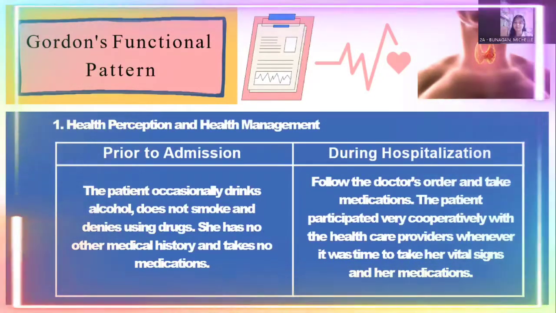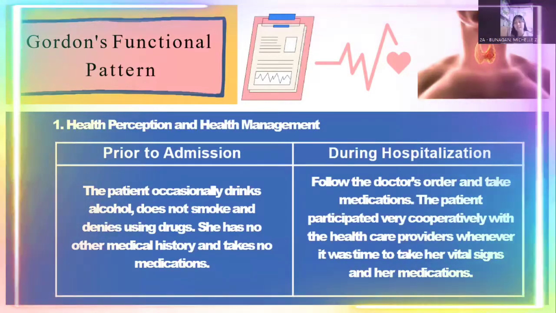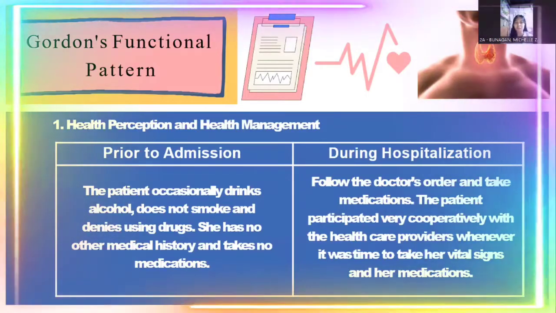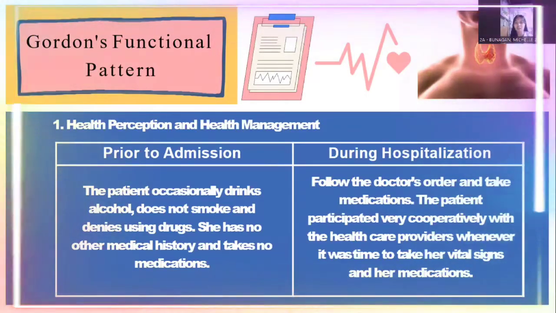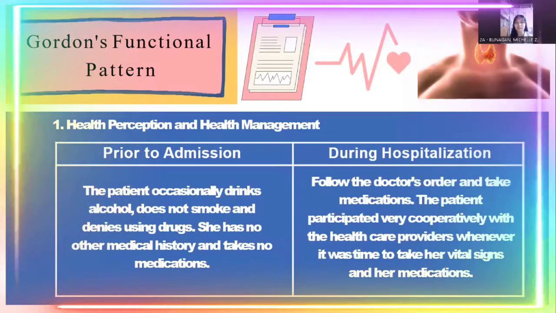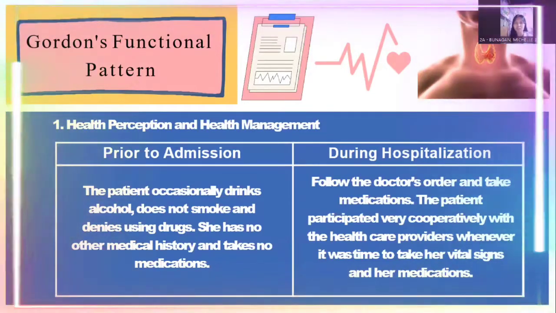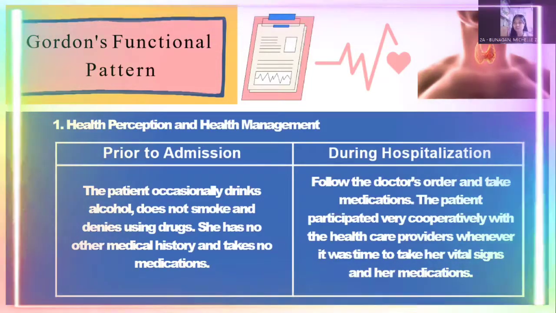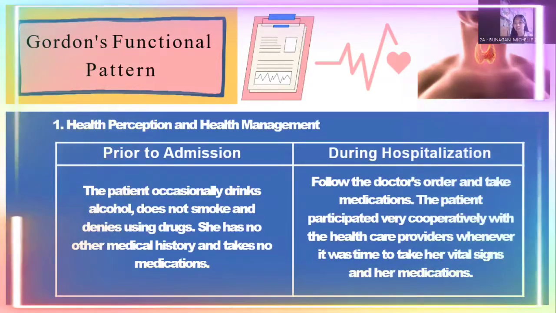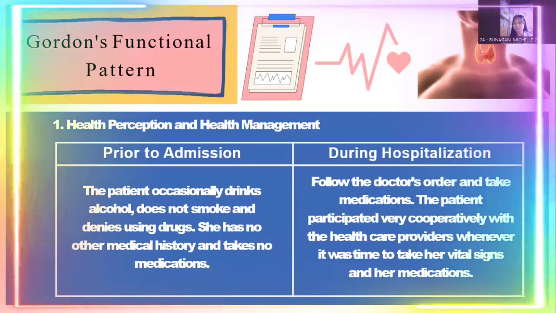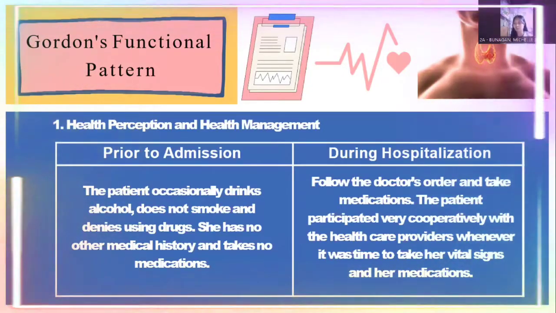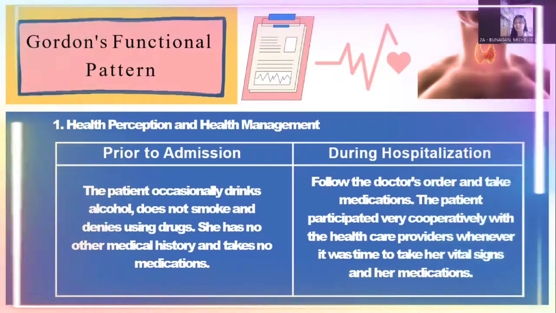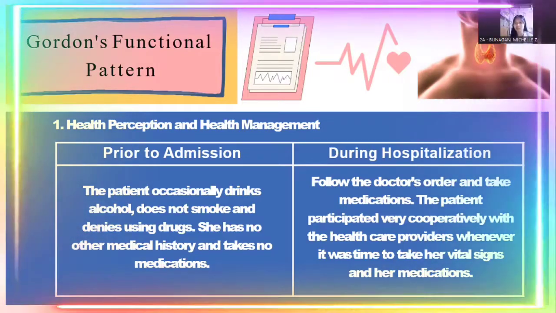And for Gordon's functional pattern, first is health perception and health management. Prior to admission, the patient occasionally drinks alcohol, does not smoke, and denies using drugs. She has no other medical history and takes no medication. During hospitalization, she follows the doctor's order and takes medications. The patient participated very cooperatively with the healthcare providers whenever it was time to take her vital signs and her medications. Next, please.